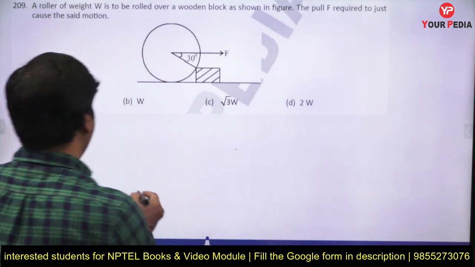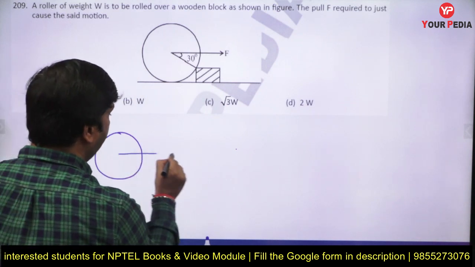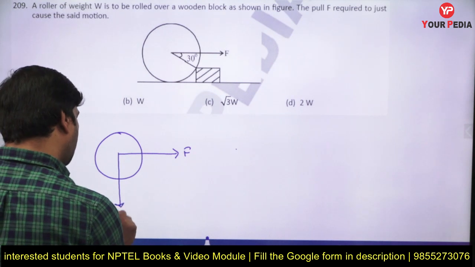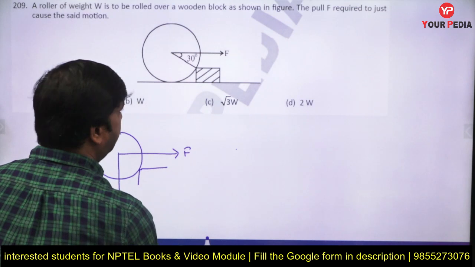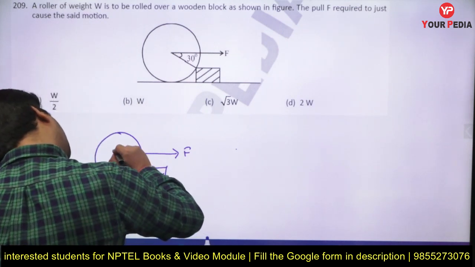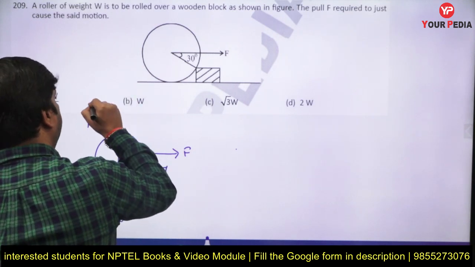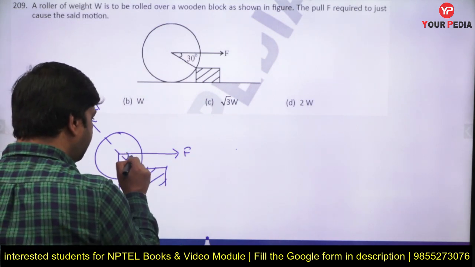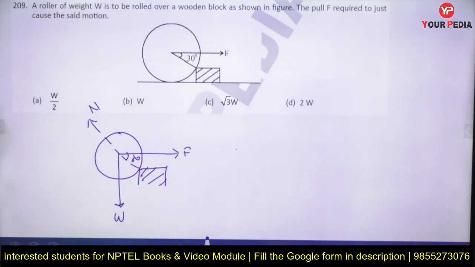First of all, draw the FBD of that. This is a circle subjected to the force F here, and there is a weight always acting vertically downward, and due to this support there is one reaction R like this. This is a normal reaction. Here the angle is given, that is 30 degree. This is asking for the value of F, the pull F required to cause the said motion.